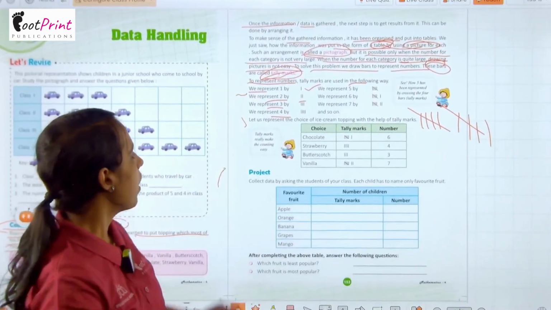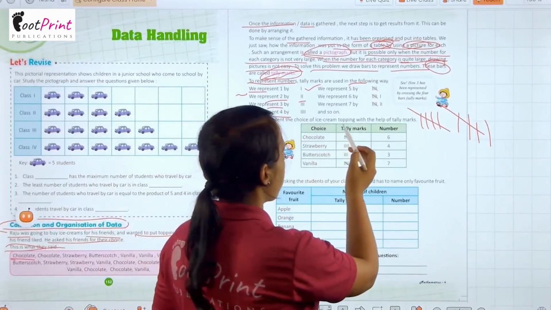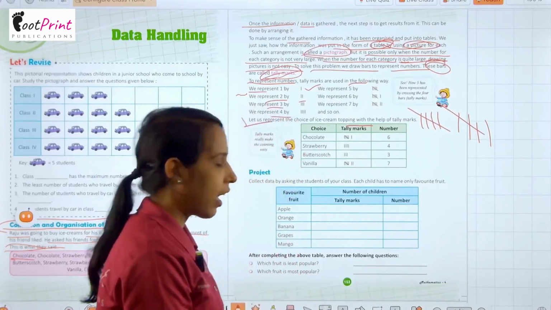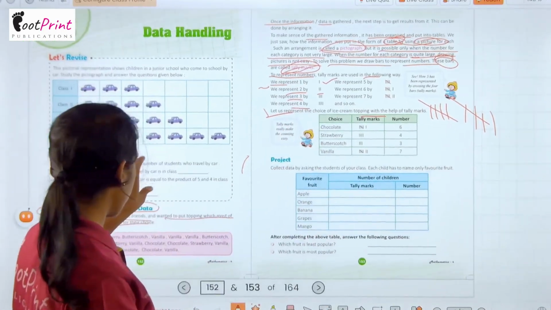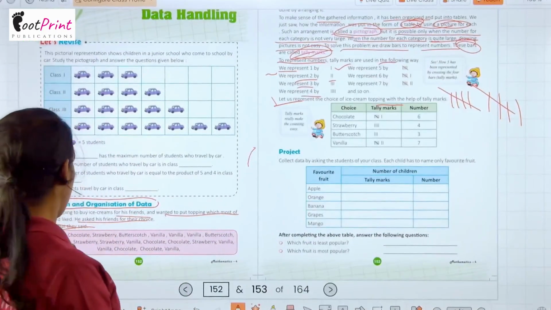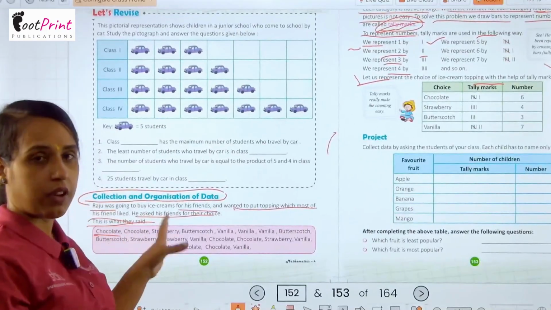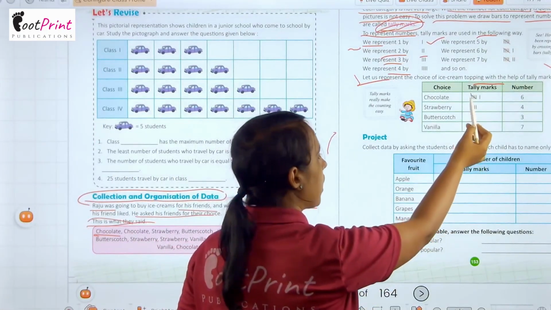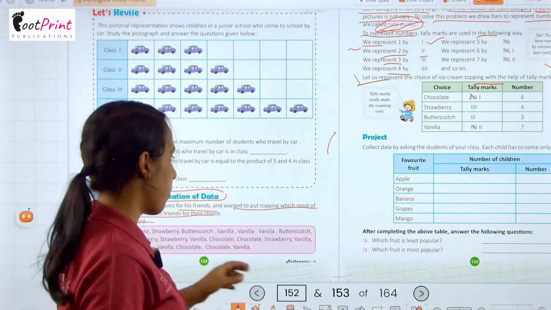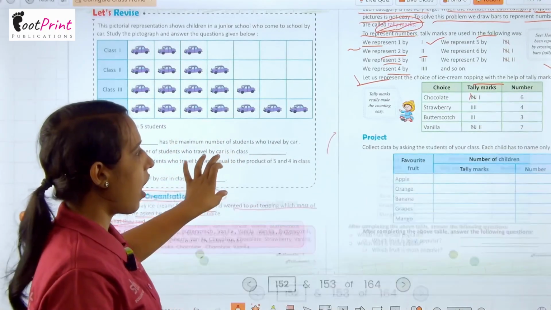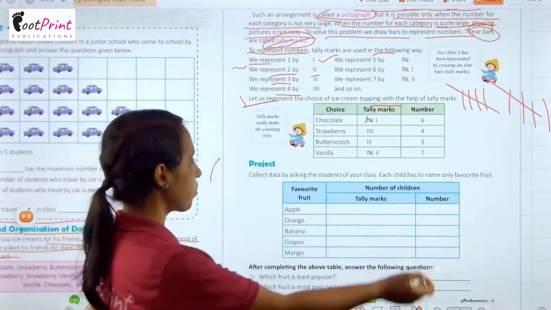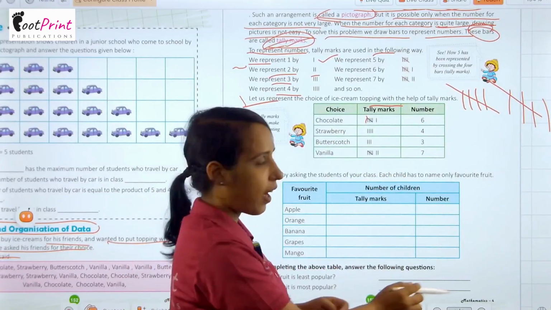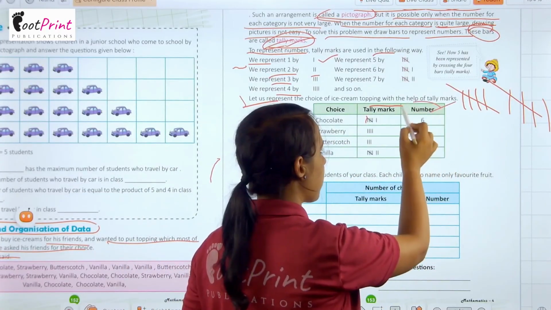Now let us represent the choice of ice cream flavor with the help of tally marks. Here we have the information: which flavor Raju's friends liked. The first one is chocolate, so we put tally marks here in the chocolate column. After that we get the result, and here we write frequency, that is the number.